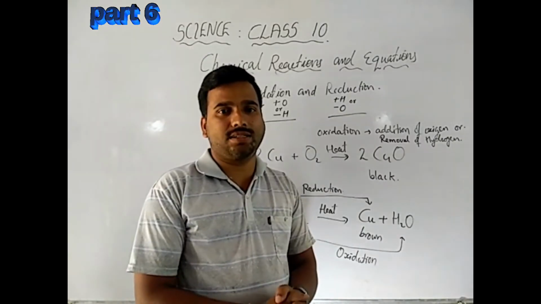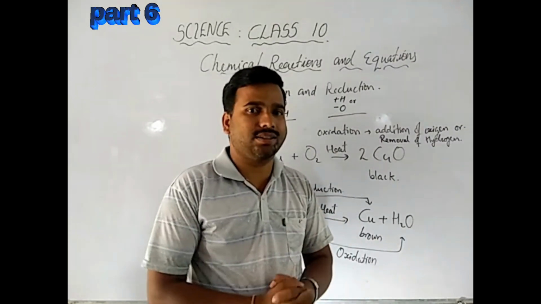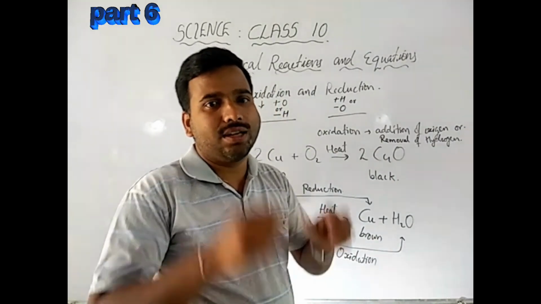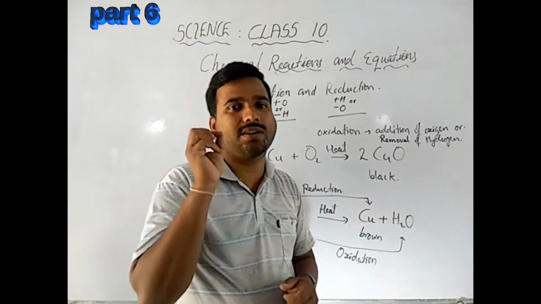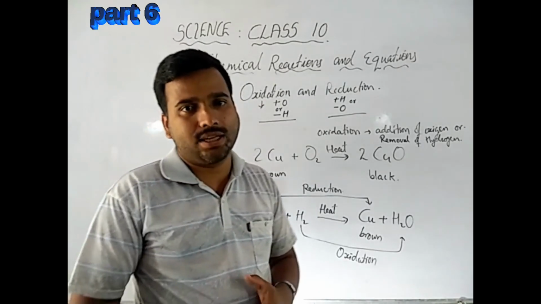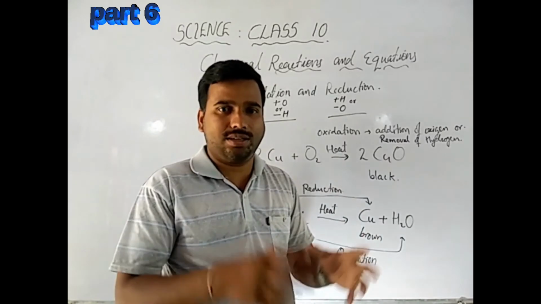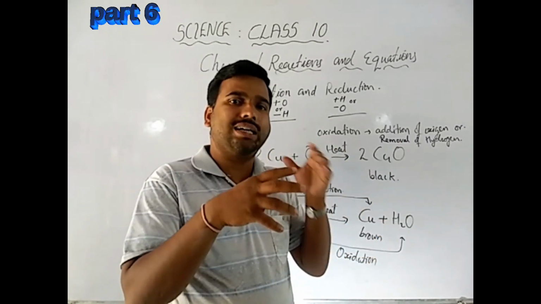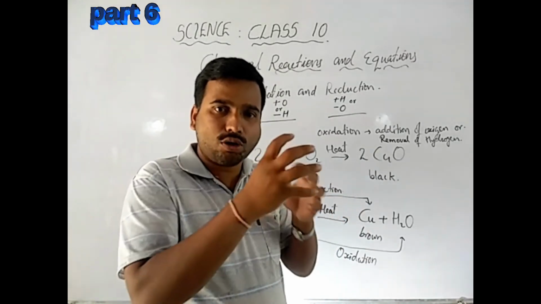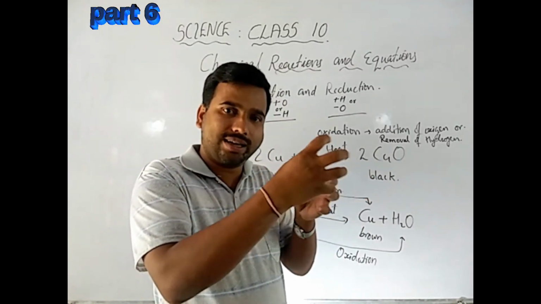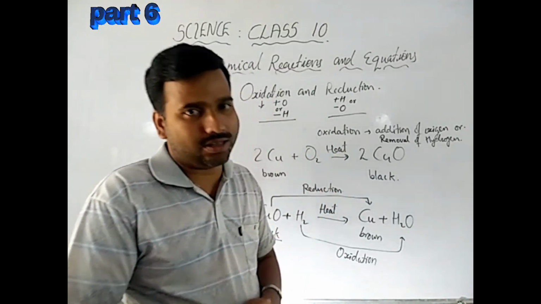Another type of chemical reaction is known as a redox reaction. What do you mean by redox reaction? The word redox itself means: red stands for reduction, and ox stands for oxidation. So a redox reaction is a combination of both reduction and oxidation. When these two reactions are taking place together, they are known as redox reactions.